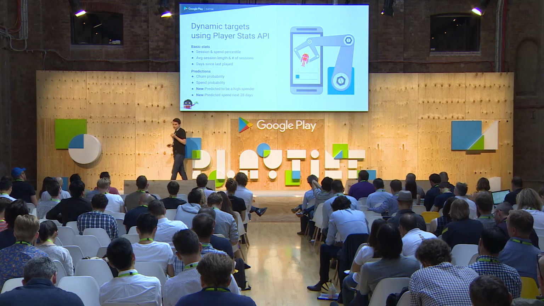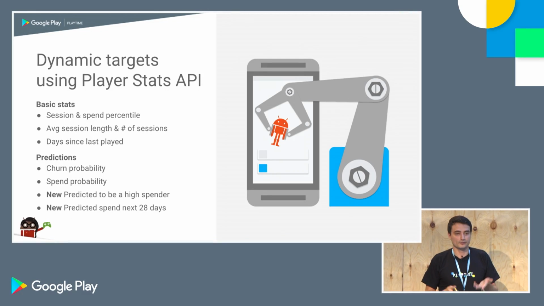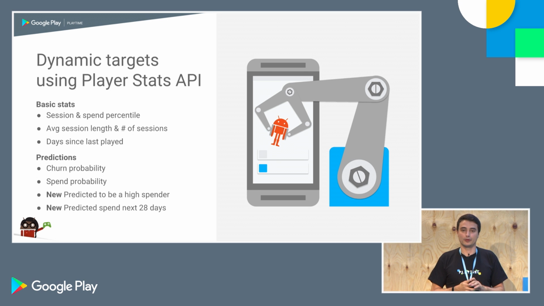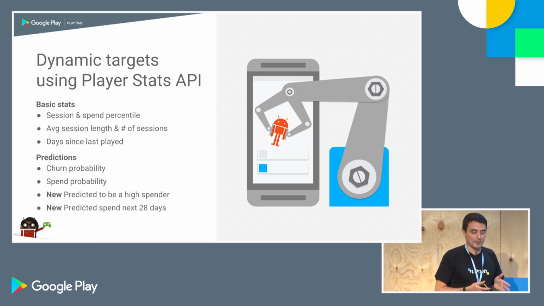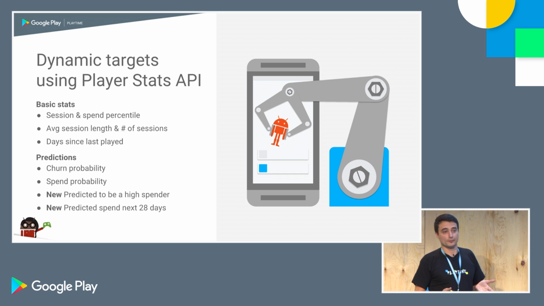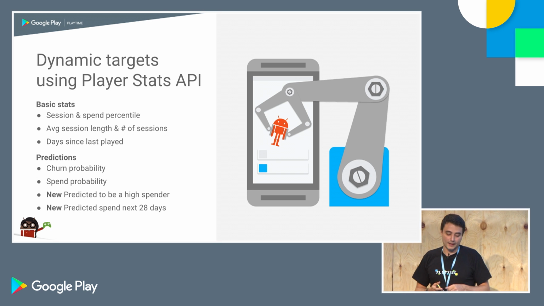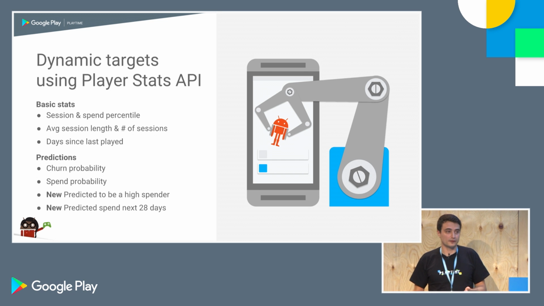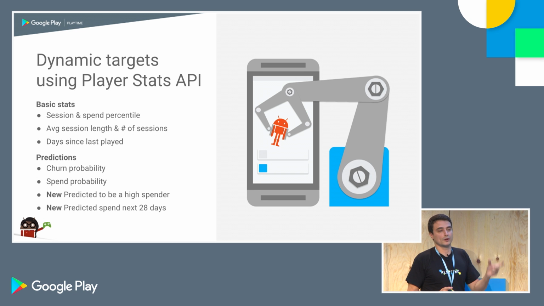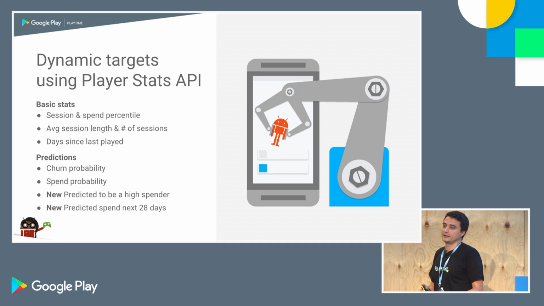And that's where Player Stats API comes into play. You can integrate this for free again, and it's quite simple, I've been told. And you get a lot of information about your users. Not only basic stats that you normally expect from this kind of APIs, like session and spend percentile and average session length and number of sessions or days since last played, all very important information to understand what type of user that user is. But also you get predictive analytics.